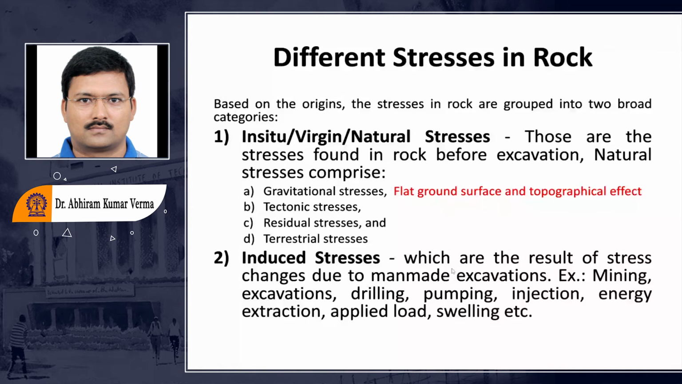So, as I told you, different types of stresses have been defined. One is the in situ stress, or the virgin stress or the natural stress, which is present in the natural state itself without any excavation. Whatever stress is there is called your in situ stress. There are varieties of in situ stresses: the gravitational stresses, which is very common, then the tectonic stresses, residual stresses and terrestrial stresses. These four are categorized as in situ stress. We will come to that later on.